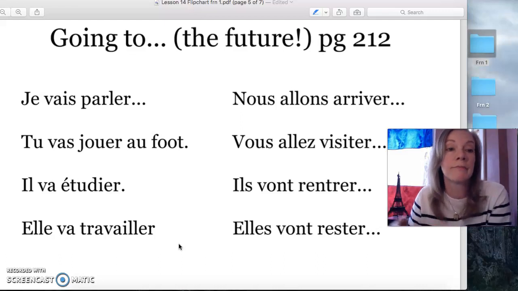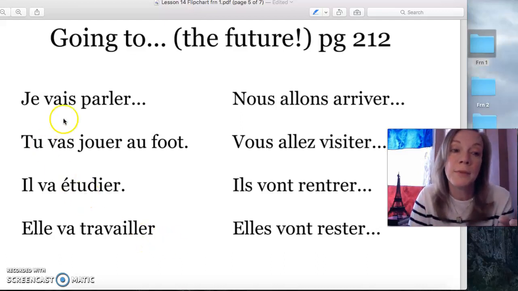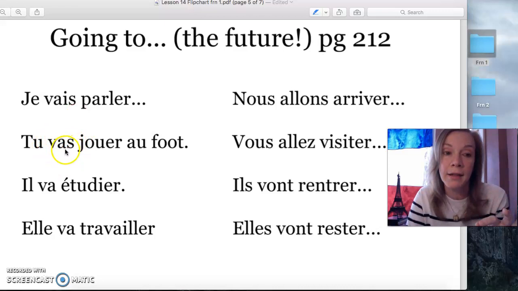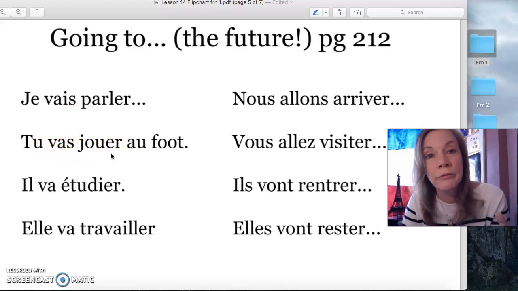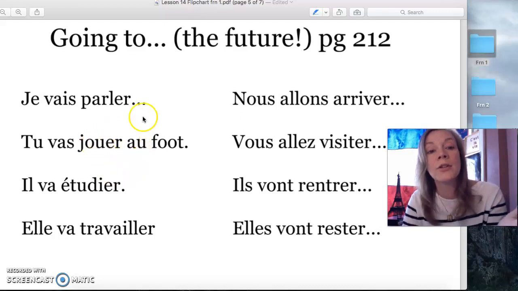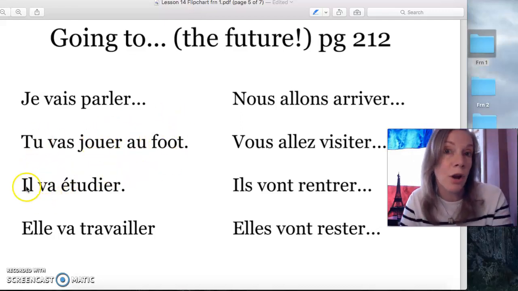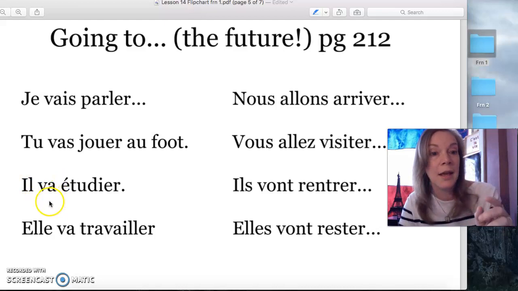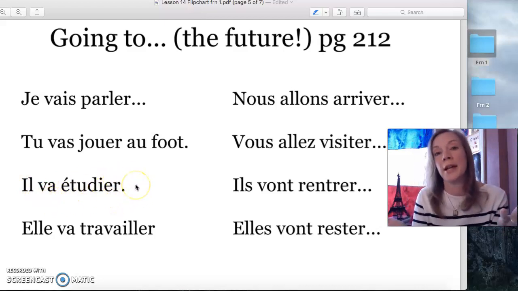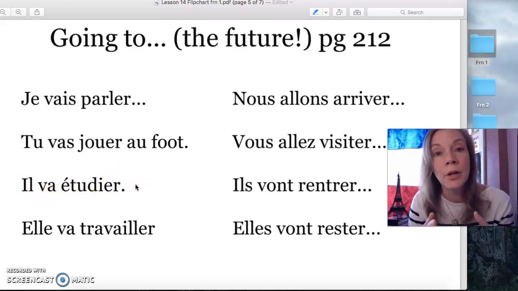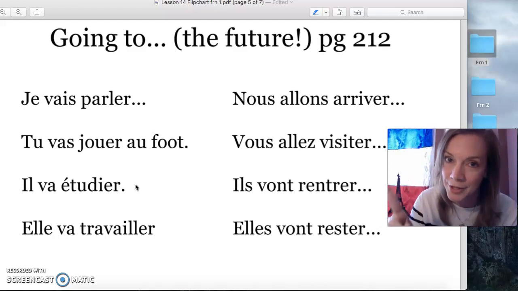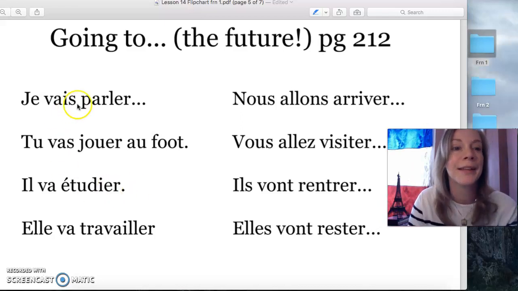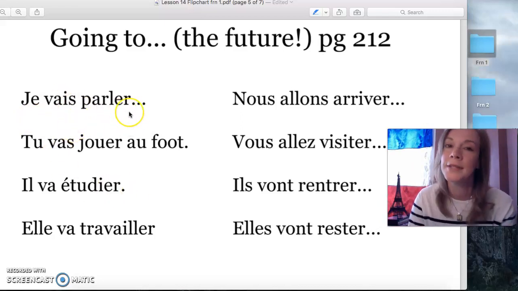I'm going to talk. Tu vas jouer. Notice we conjugate aller, tu vas, but then we use the infinitive, just the regular ER form, the original form of the verb, to say to play. Il va, he is going. You have to conjugate aller, but then étudier, you don't have to conjugate. And this is a very simple rule. When two verbs go walking, the first one does the talking. The first verb gets conjugated. The second one does not.